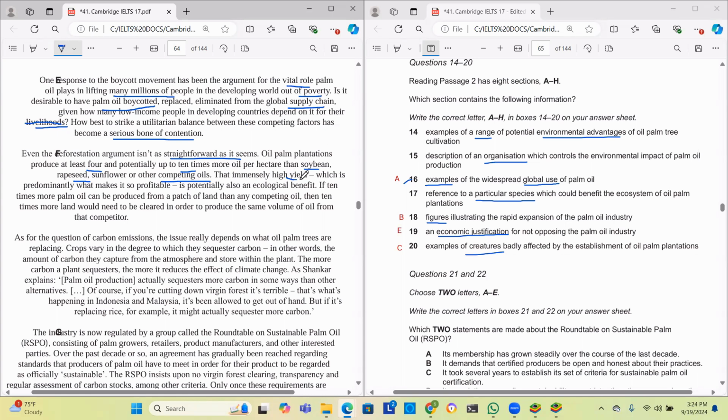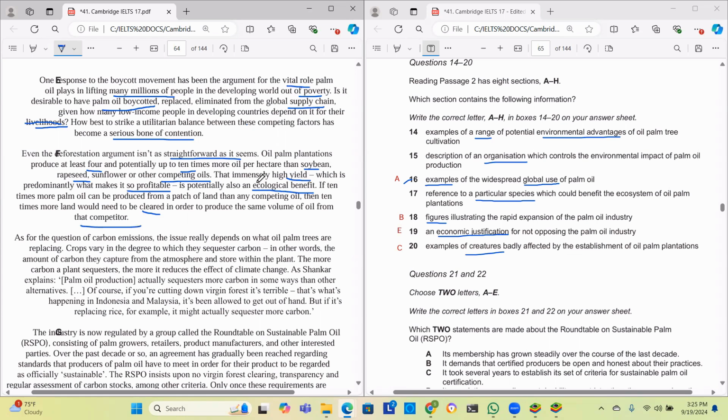That's immensely high yield, which is predominantly what makes it so profitable. Okay, is potentially also an ecological benefit. Wow. If 10 times more palm oil can be produced from a patch of land than any competing oil, then 10 times more land would need to be cleared in order to produce the same volume of oil from that competitor. Yes. So, yes, this is very clear.